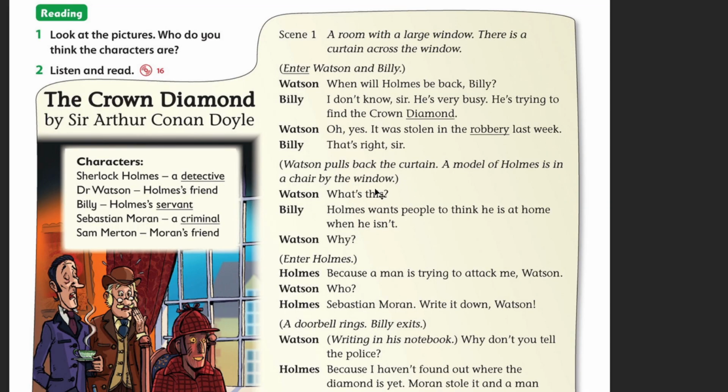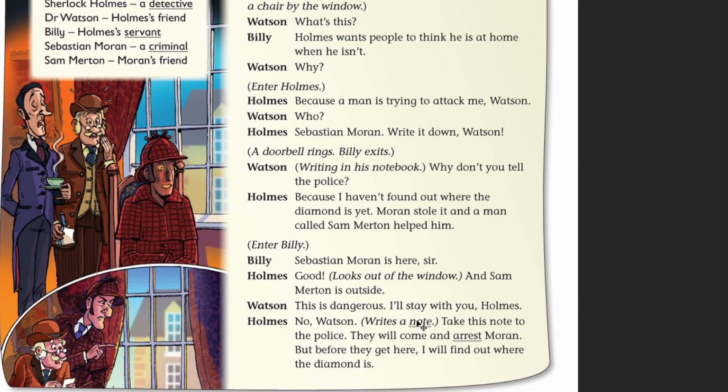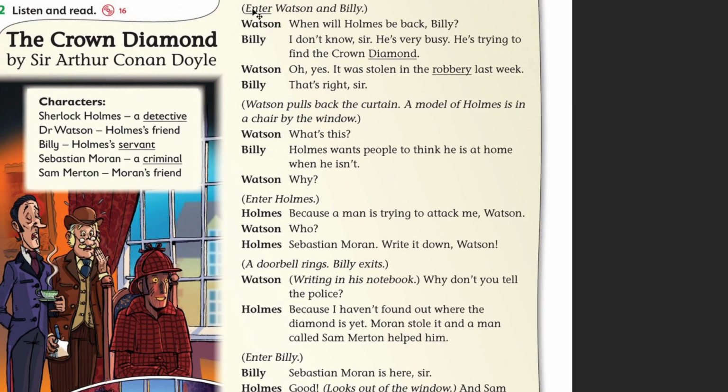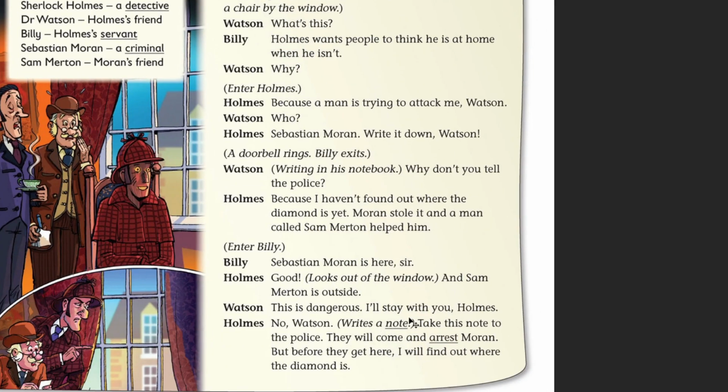Okay, so we have just read a script entitled The Crown Diamond by Sir Arthur Conan Doyle. I want you to please take a look at the underlined words. We have enter, diamond, robbery. We also have some at the bottom: note and arrest. We might need those words later on in this lesson. So one more time, please take note of these underlined words: enter, diamond, robbery, note, and arrest.